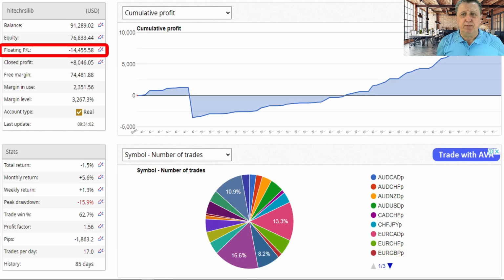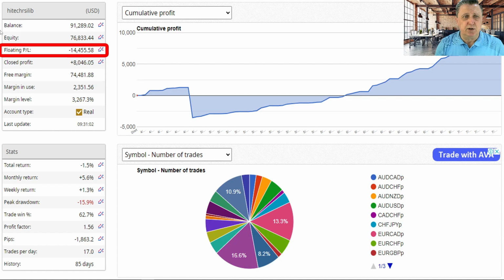However, there are some things that are very good, because you have nice graphical presentations. You can see the balance in here, at the moment up to 91,000, so a very healthy balance. You can see the equity is at 76, meaning we actually have a floating profit and loss at the moment, which a lot of our EAs have, of minus 14,400. This is not too much. This is quite normal for this particular EA.